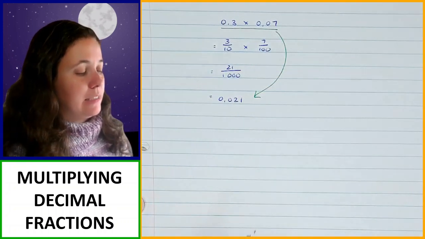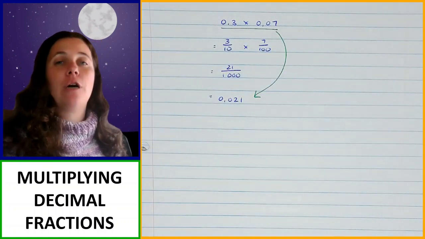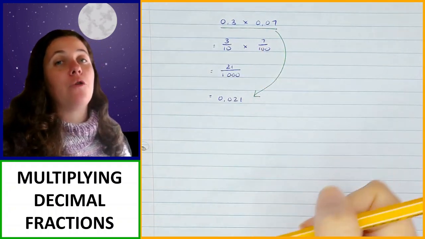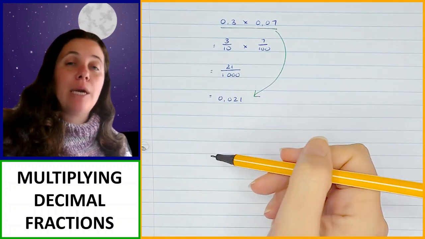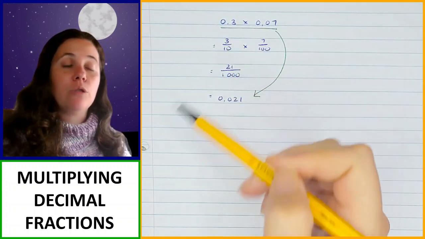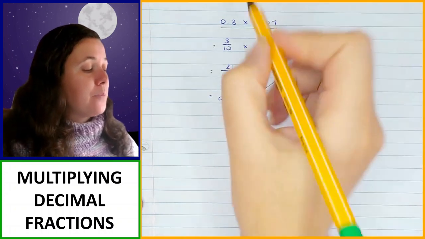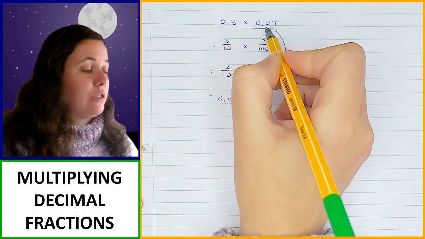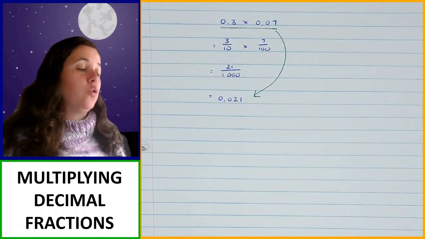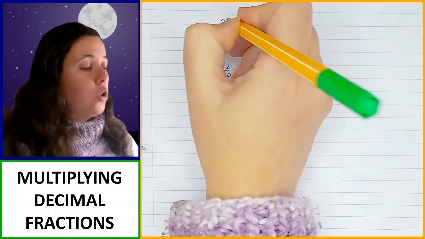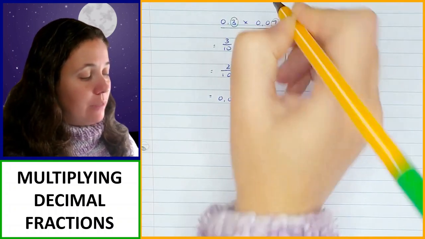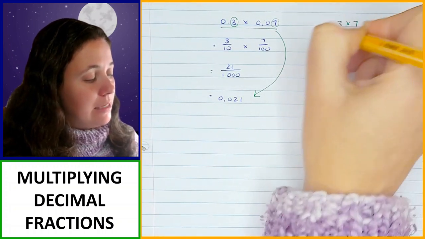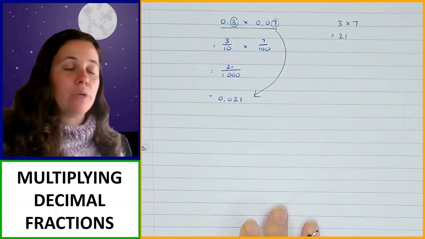Okay, so I want you to take a look at this and what it ended up as, and see if we can figure out a quicker way, instead of having to convert every single time to common fractions, then multiply, and then convert back again to decimal fractions. There is a way that we can do this just working with the decimals and getting the answer straight away. If you take the numbers in the decimal, so you've got 0.3 and 0.07, and we ignore the decimal part of it and just look at the non-zero numbers, I've got 3 and I've got 7, and I multiply those together. 3 times 7 gives me 21, okay?